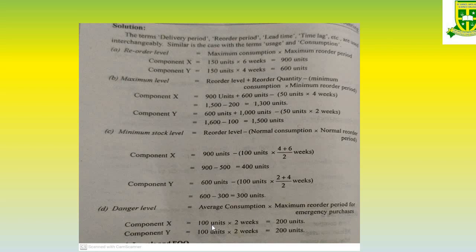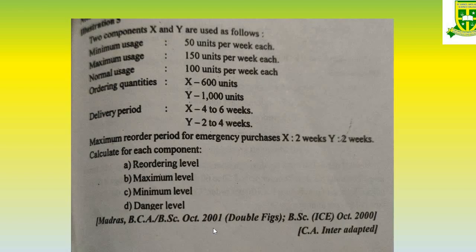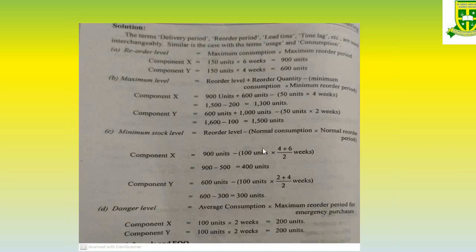For X and Y, the average consumption is 100 units. For the emergency purpose, they have given the reorder period as 2 weeks for X and 2 weeks for Y. So 2 weeks, 2 weeks. The answer is 200 units. This is the danger level, which the company should not go below. In case of emergency, they can order this much, and within 2 weeks they can get the products.